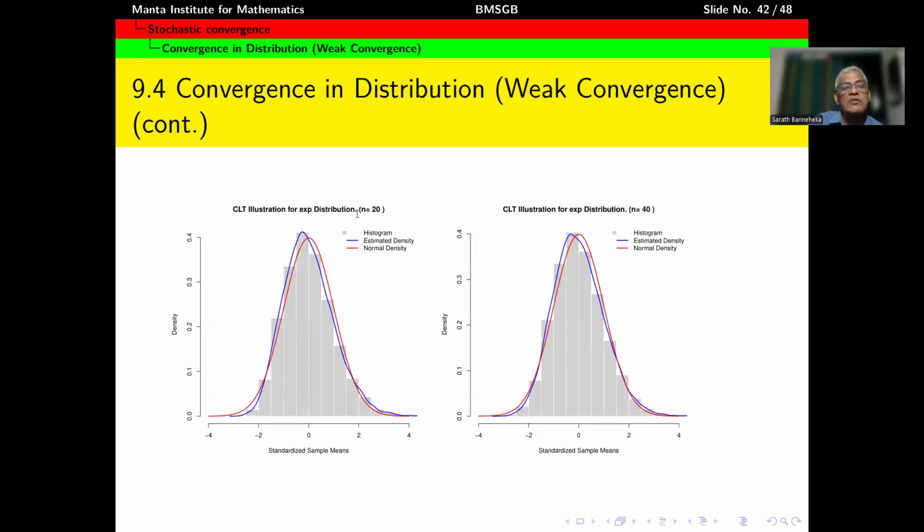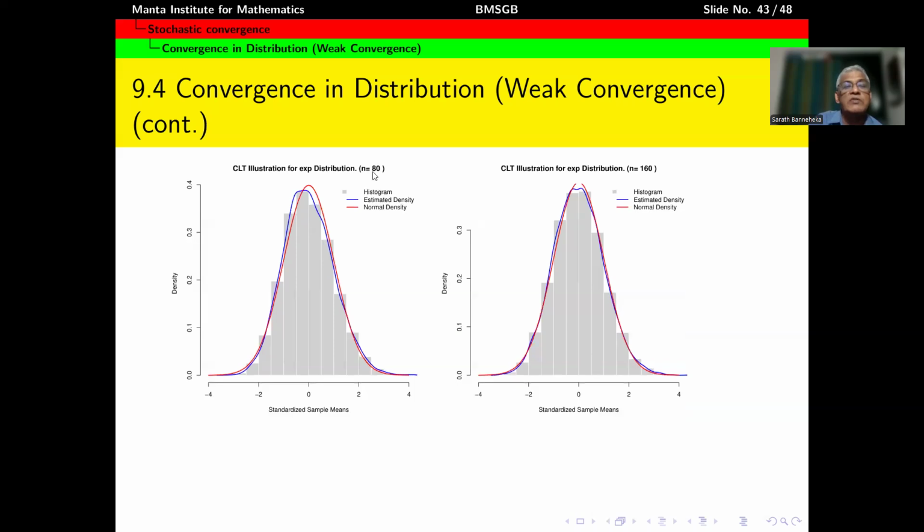And this is the situation when n is equal to 20. Right now, you can see that the distribution of this Z20 is closer to the standard normal than the distribution of Z10 here. But still, there is a quite significant difference, because the red curve is somewhat to the right of the blue curve. They are quite different. Even when n is equal to 40, you can see that still they are quite different.